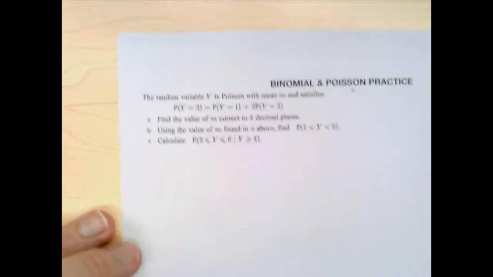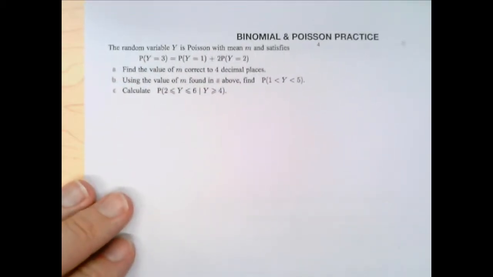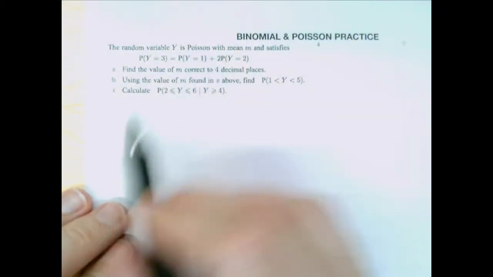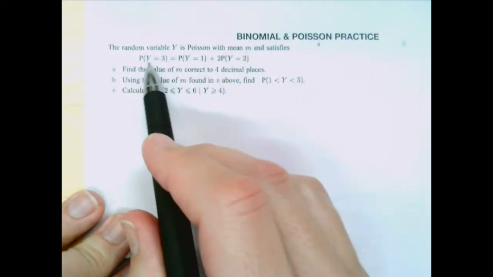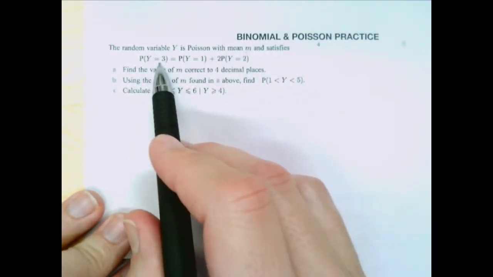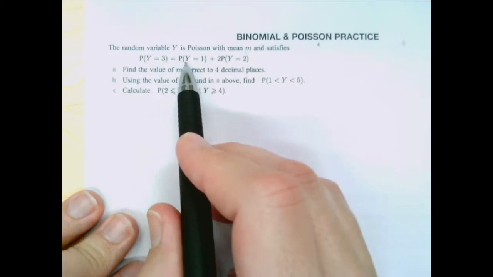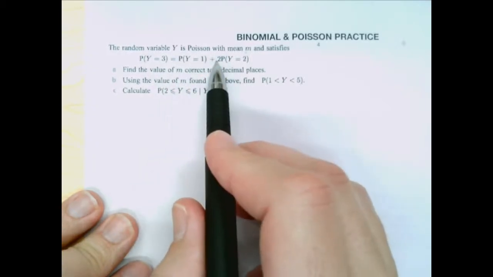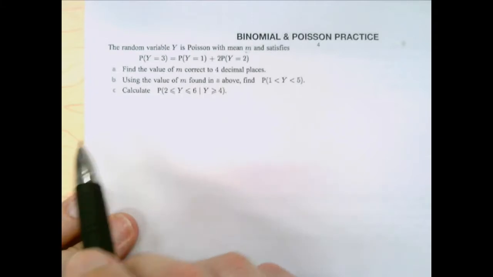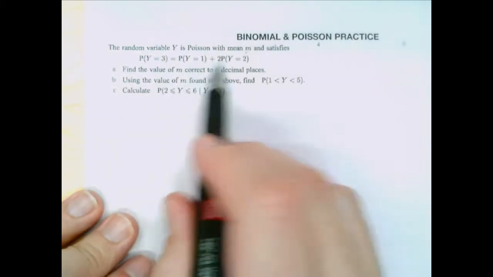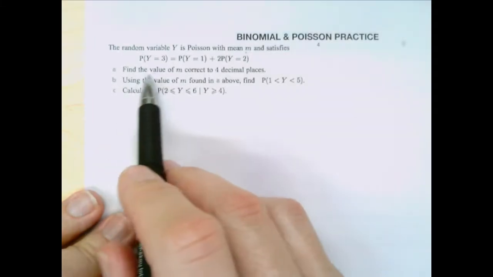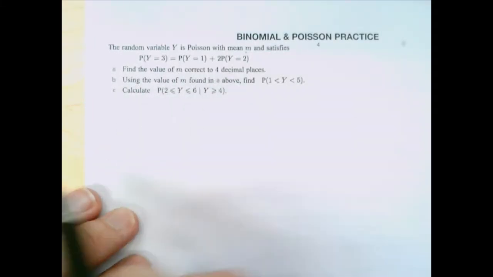Let's move on. So this one will be another one. It obviously tells us that it's Poisson. It says that it has a mean of m and satisfies this. So the probability of y being 3 is equal to the probability of y being 1 plus 2 times the probability of y being 2. Okay, so 3 is obviously more likely than 1 and 2, even more than 1 and 2 combined. This says find the value of m correct to 4 decimal places.